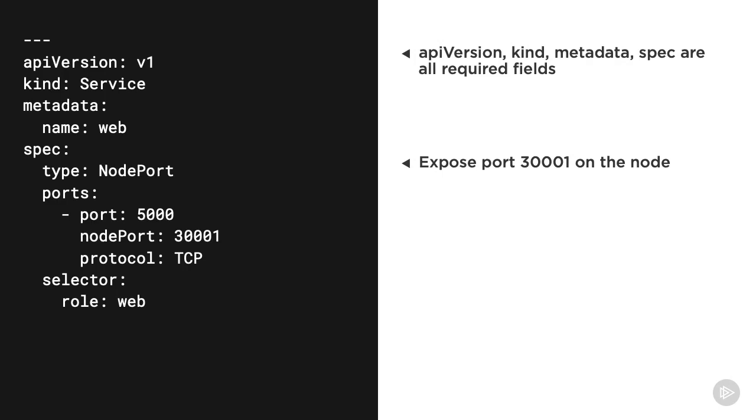A node port means that we are going to allocate a unique port on the worker node, and in this case, port 30,001 will be mapped to port 5000 on the Flask container. The selector at the bottom is where we match the labels applied to pods. Any pods with the role key and web value will be mapped, which matches our Flask pod.